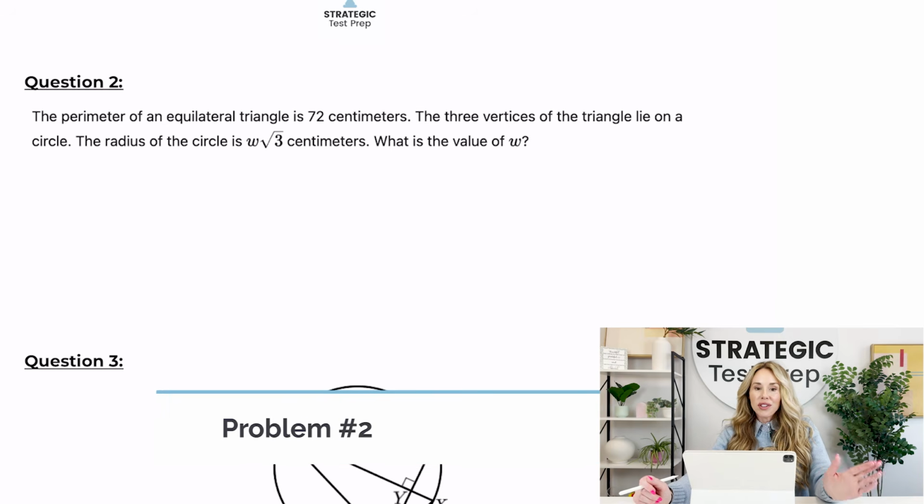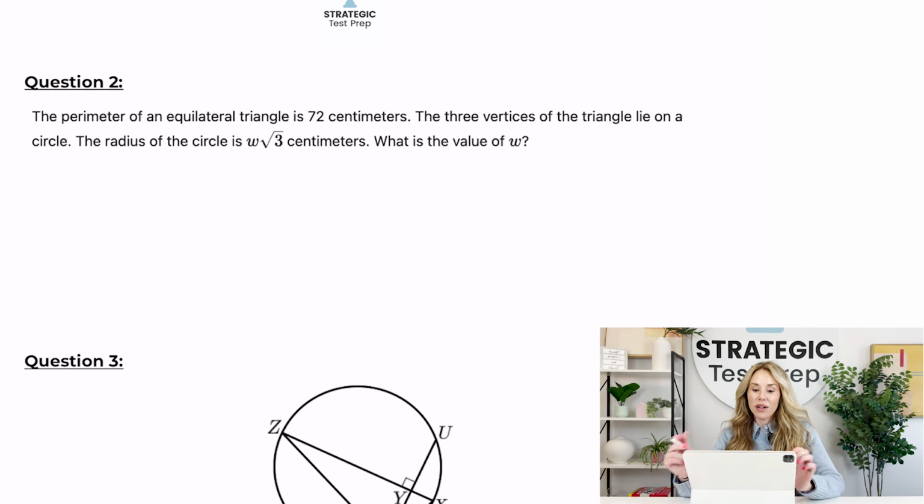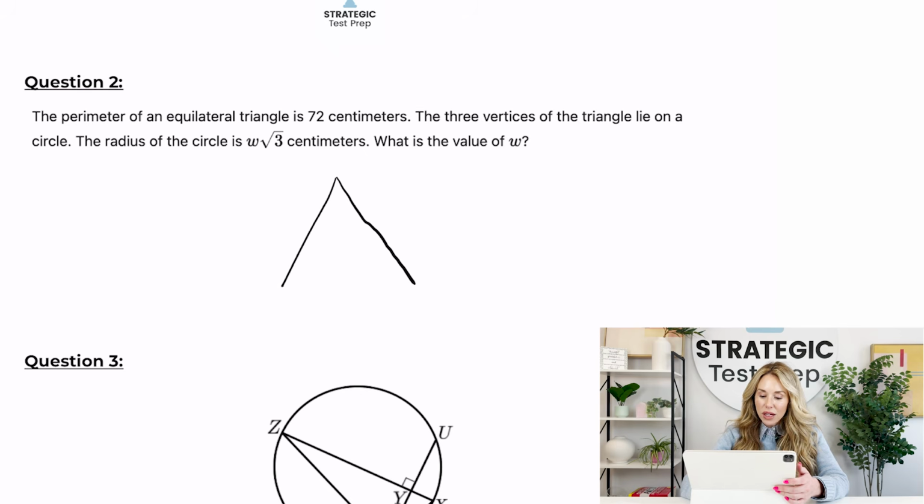All right, let's look at question 2. It says the perimeter of an equilateral triangle is 72 centimeters. Okay, let me draw an equilateral triangle. An equilateral triangle means all sides are equal to each other.